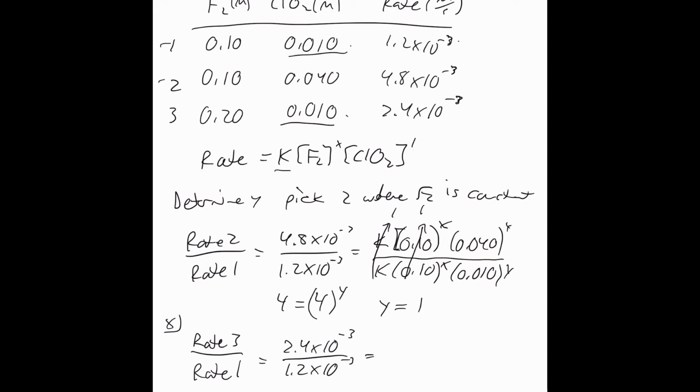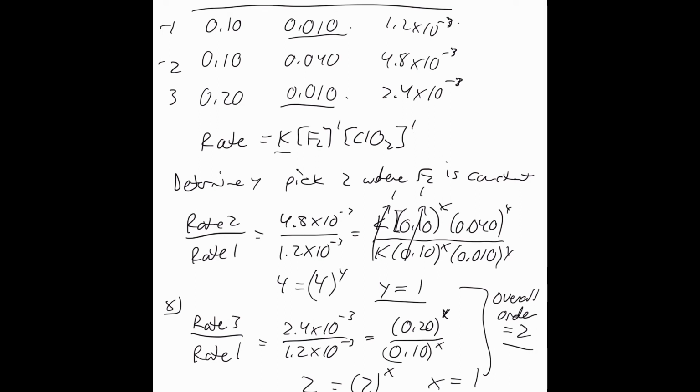So I'm just going to put our concentrations of F2. So 0.2 to the X, excuse me, and then this one is 0.1 to the X also. And if I do this math, 2.4, that's 2. And this is 2 to the X. That means that X is equal to 1. So we have the order of both of the reactants is equal to 1. So our overall order equals 2. All right, now how do we determine the rate constant?